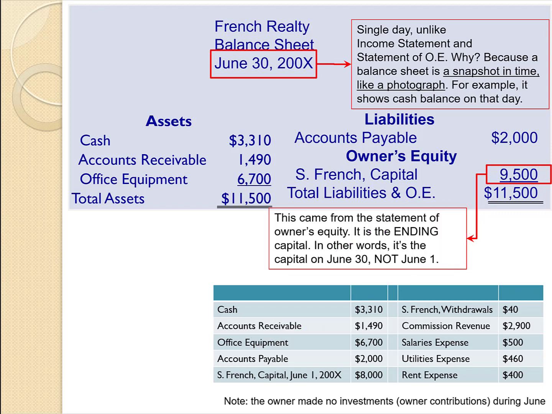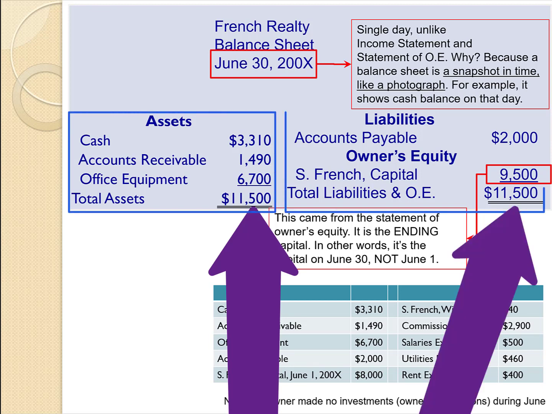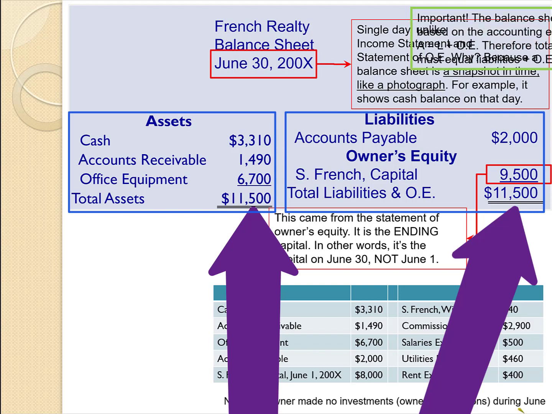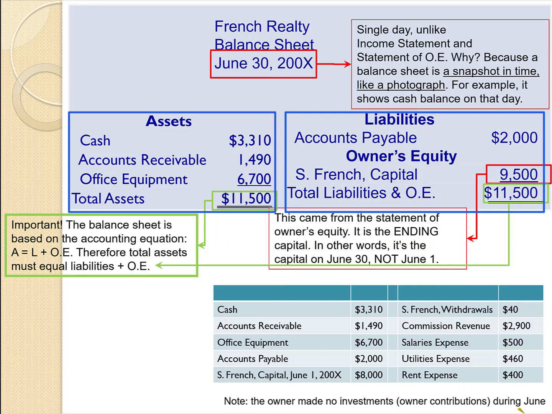And the last thing you need to double check with a balance sheet is to make sure that it balances. Do assets, $11,500, equal liabilities plus owner's equity? Yes, they do. $11,500 of assets equals $11,500 of liabilities plus owner's equity. So congratulations, your balance sheet balances. So on the homework and on the test, when you're creating a balance sheet, double check. When you're done, double check. Do assets equal liabilities plus owner's equity? If they don't, you need to backtrack and find your error.